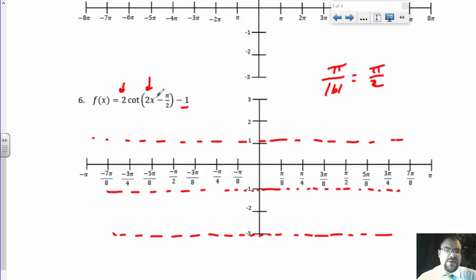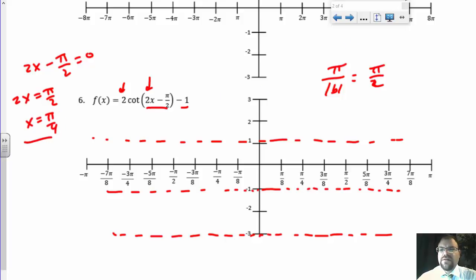So the first asymptote, we're going to set this, 2x minus pi over 2, equal to 0. For tangent, we set this equal to pi over 2, but for cotangent, we'll set it equal to 0. That's how you find an asymptote. So 2x is equal to pi over 2, which means x will equal pi over 4. That is the location of your first asymptote.